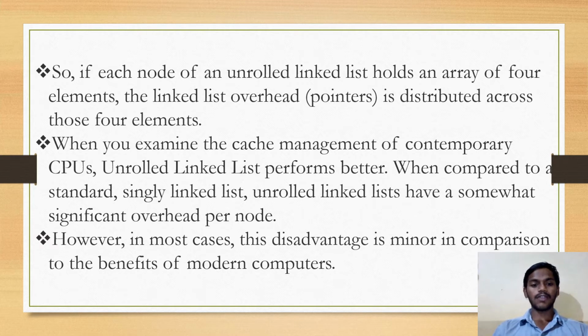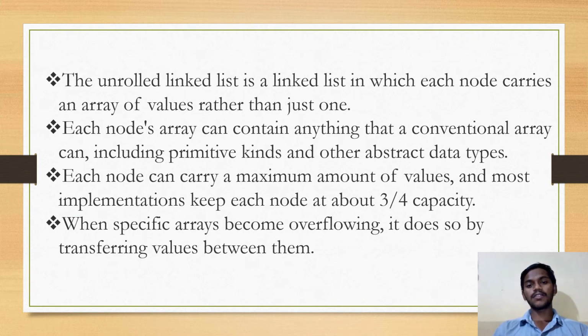When compared to a standard singly linked list, unrolled linked lists have a somewhat significant overhead per node. However, in most cases, this disadvantage is minor in comparison to the benefits on modern computers. The unrolled linked list is a linked list in which each node carries an array of various elements rather than just one. Each node's array can contain anything that a conventional array can, including primitive kinds and other abstract data types.